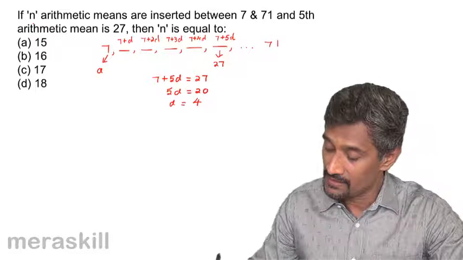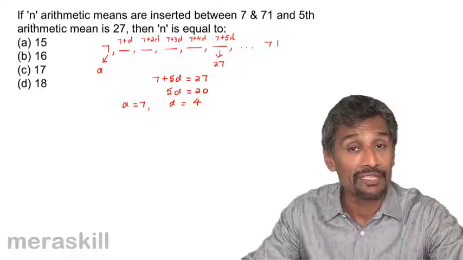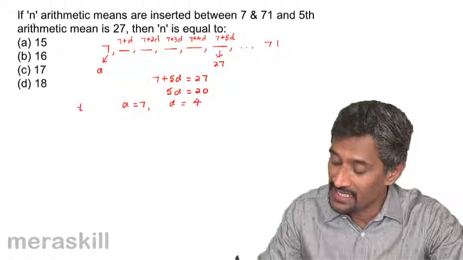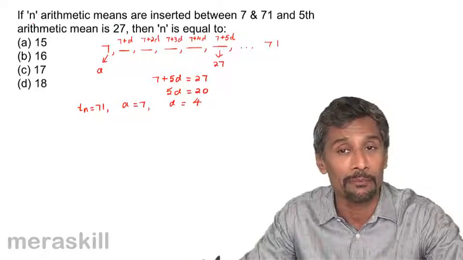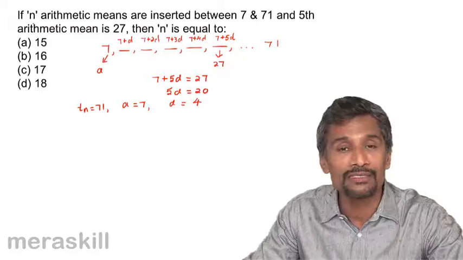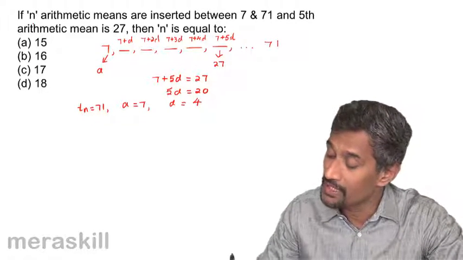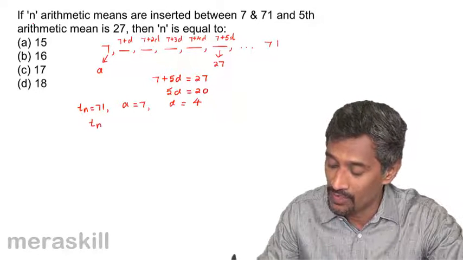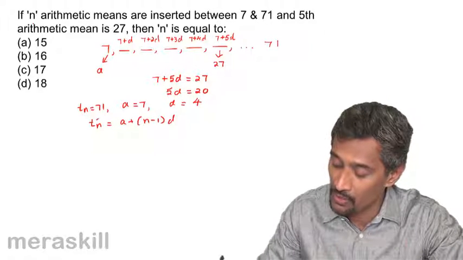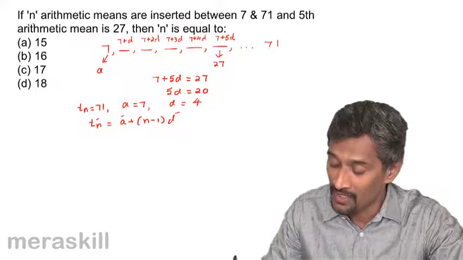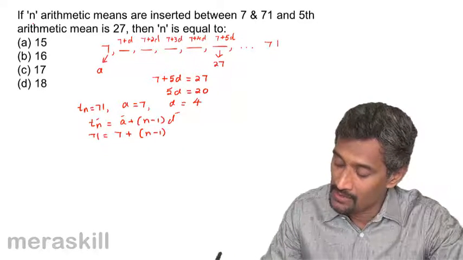Now as far as this is concerned, this is 7, this is 71, that is A is 7 and Tn is 71. So the first information about the fifth arithmetic mean inserted, which is also the sixth term, has been given to find the common difference. Now we need to find what n is. So we know Tn is equal to A plus n minus 1 into D. In this we know Tn, we know A, we know D. We need to find n. Tn is 71, is A, that is 7, plus n minus 1 into 4.